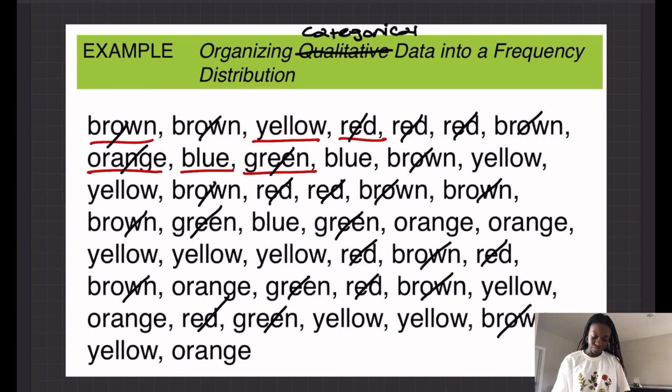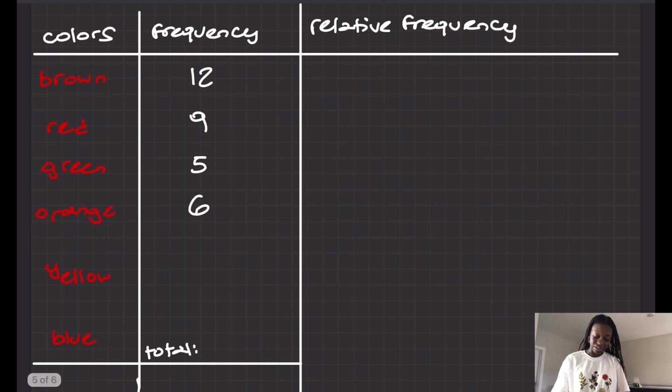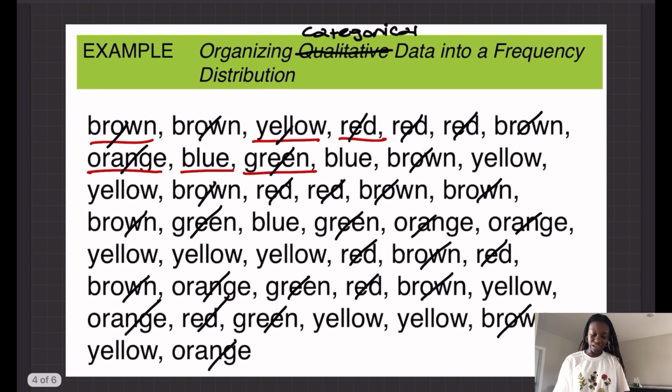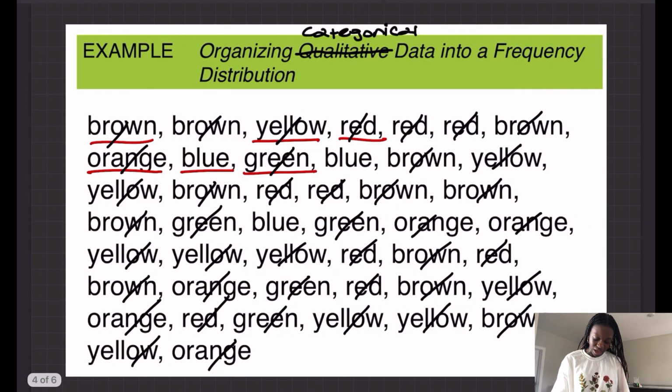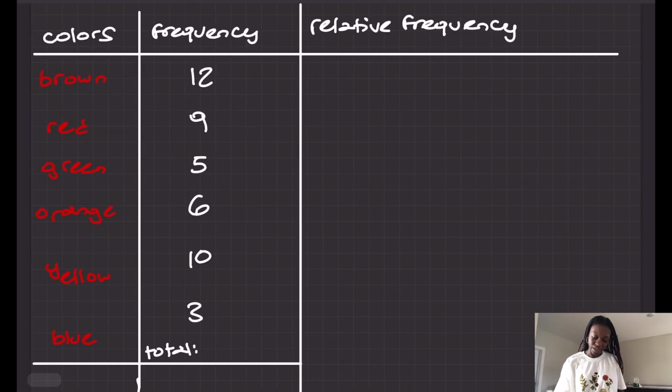Now let's go to orange. 1, 2, 3, 4, 5, 6. 6 orange. Let's go to yellow. 1, 2, 3, 4, 5, 6, 7, 8, 9, 10 yellow. Oh my goodness. And then lastly, let's go to blue. 1, 2, 3. I think just 3 blue. Okay, and then 3 right here. Let me bring this blue up a little bit.